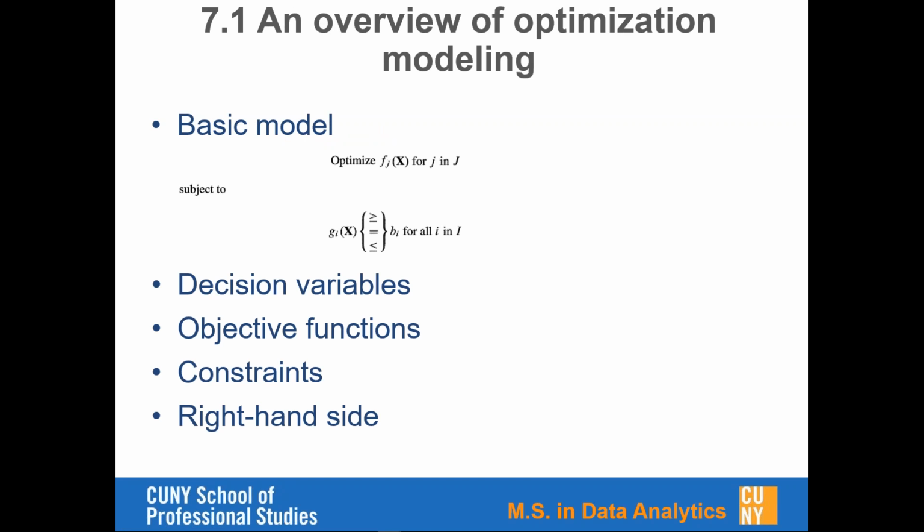The basic model of any optimization is to optimize an objective function over all the observations, any j in the bigger set of j, subject to certain constraints. It could be larger than or equal to, which we call an inequality constraint, and it could be equal to, which we call the equality constraint. And then here there are some important things that you should pay attention to.